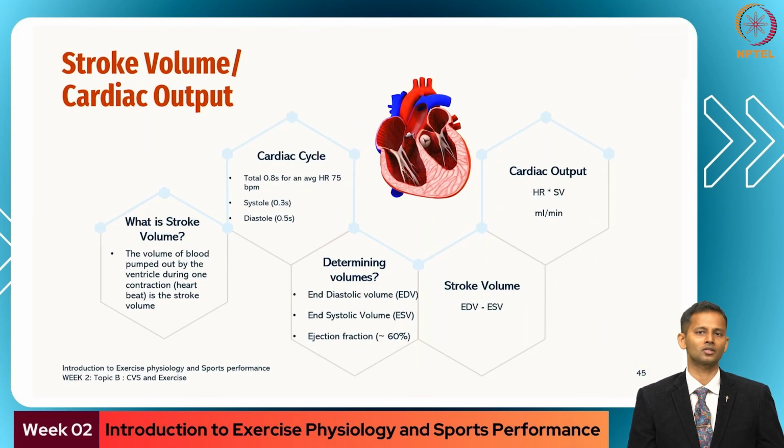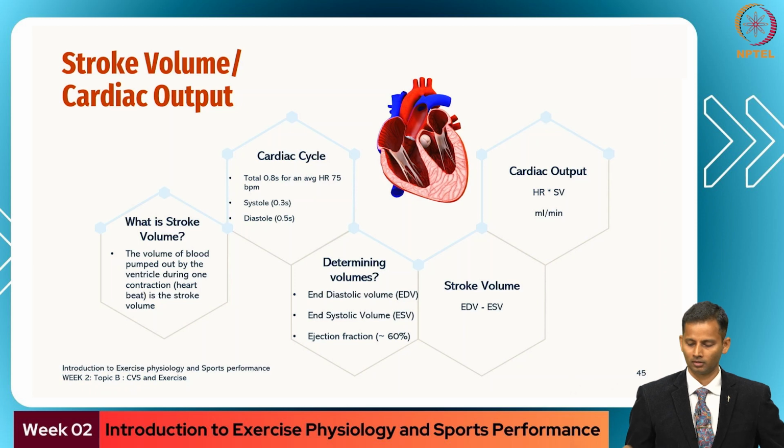So moving ahead with the stroke volume and the cardiac output. I have clubbed both of these parameters because they are very much interrelated. If you remember, we have discussed what we mean by stroke volume. Stroke volume is the amount of blood that is pumped out of the left ventricle after a single contraction. So it is generally about 60 to 70 ml, right?